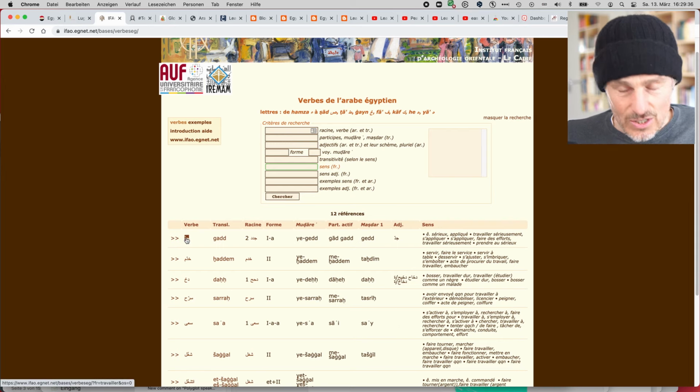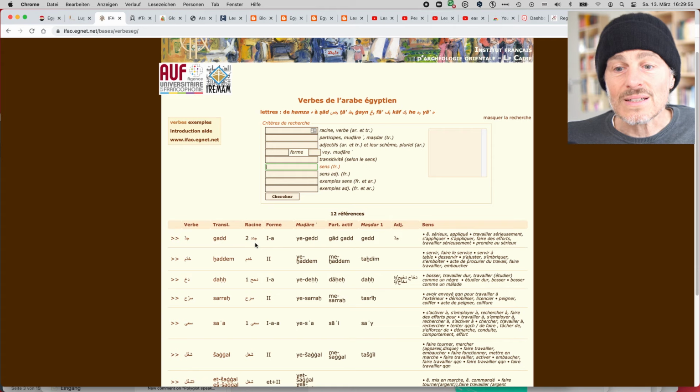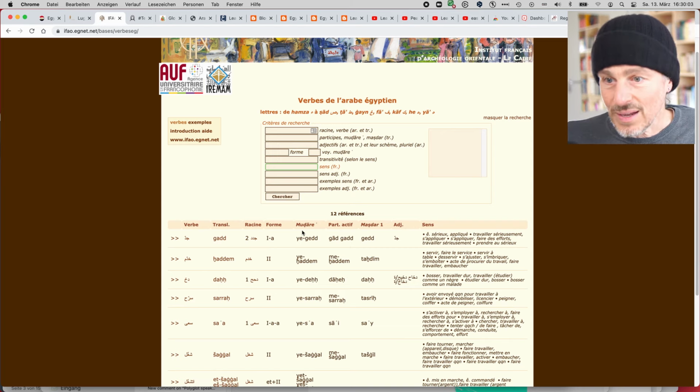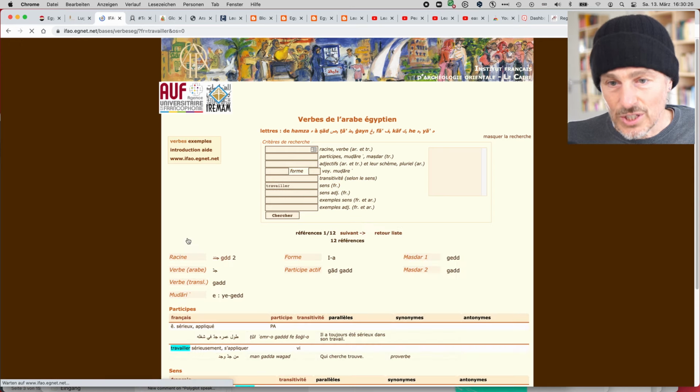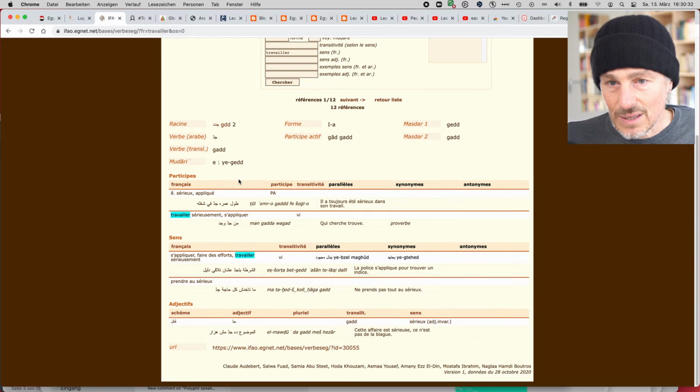Isn't that great? So we can look up, for example, gad here. You get the transliteration, which is not translation here. It is like transcription. Jim is ga, and it's gad, and then you have gadad, and yagid. This is the root. So it's gim, dal, and another dal, which is like a geminated one. And then you have the active participle, you have the mudari', which is the present tense, and so on. When we jump into this, for example, you get a lot of stuff.